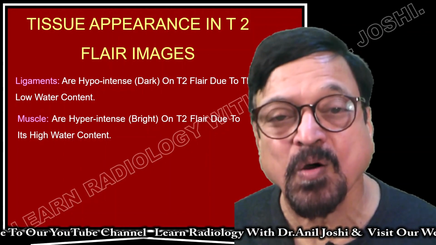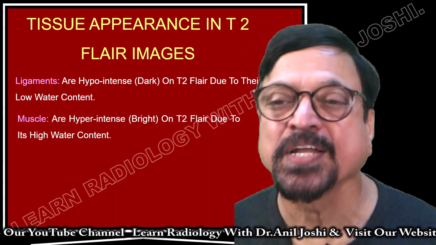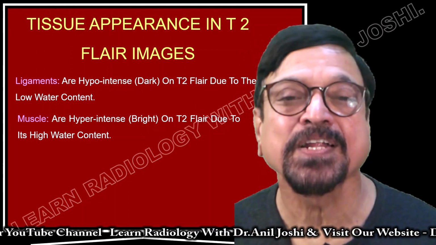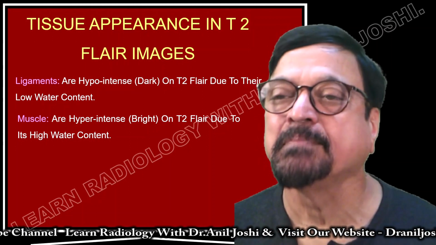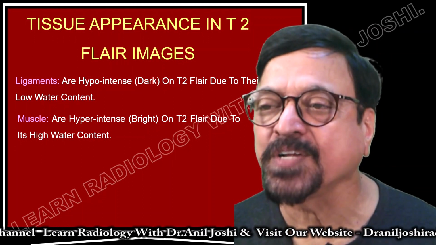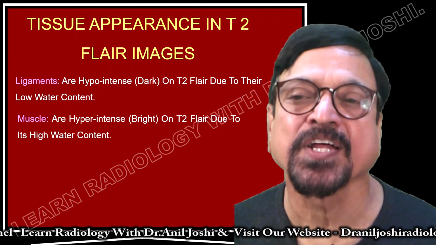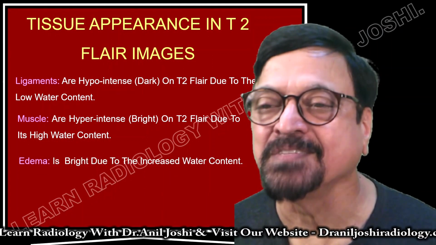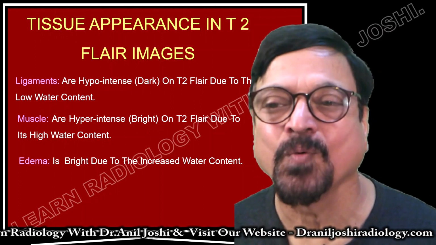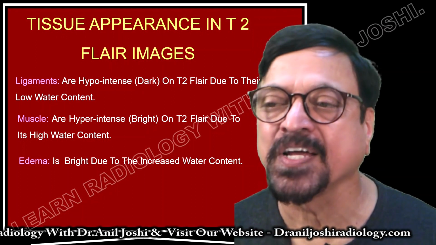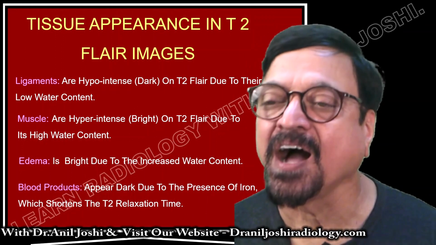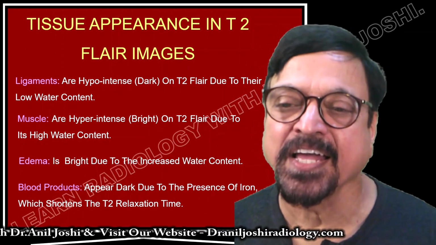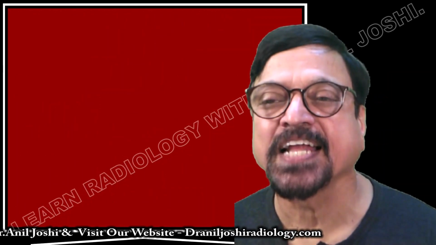So if you know the water content of the tissue, you can know how it will appear, or in other words, identification is easy if you go this way. Muscles are hyperintense and bright on T2 FLAIR due to high water content. Edema is bright, it is just water, due to increased water content, and blood products appear dark due to the presence of iron, which shortens the T2 relaxation.